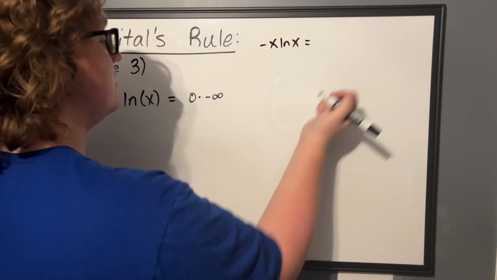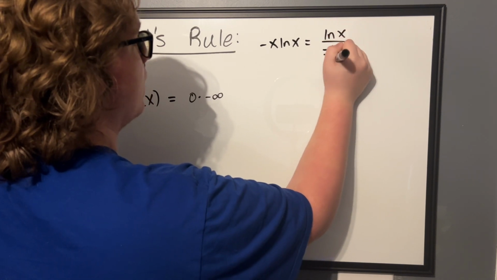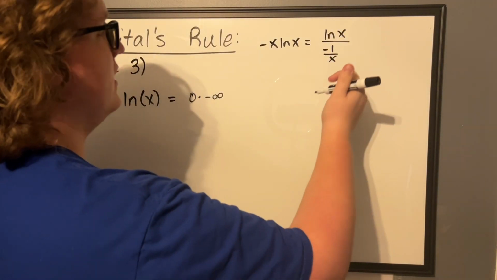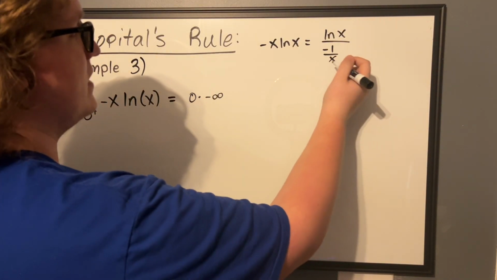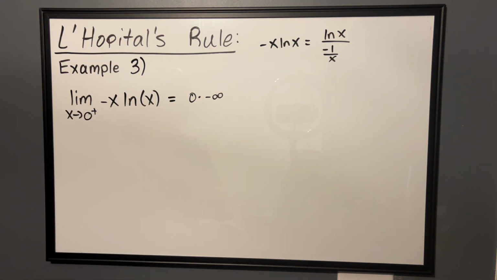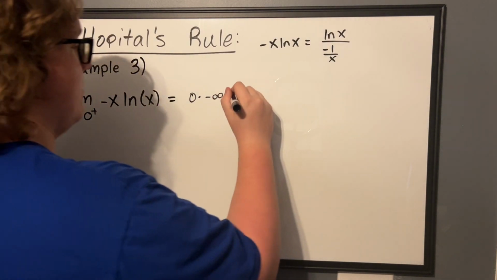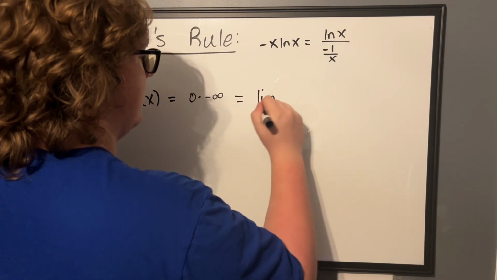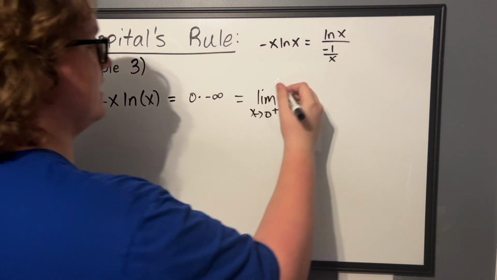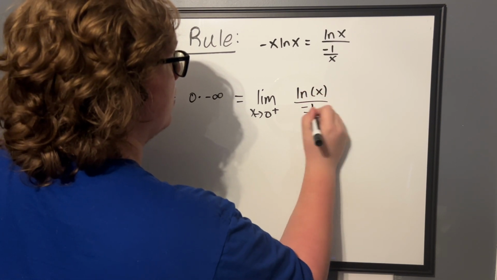So the first thing that I want to point out to you is that negative x ln x is actually equal to ln x divided by negative 1 over x. Because if we're dividing by a fraction, remember we flip and multiply. So we would flip this fraction, which means that x would go into the numerator and we would have the negative x. So we'll have a negative x ln x. They're equal. So if we do that, we can rewrite this limit as the limit as x goes to 0 from the positive direction, and we're going to write it exactly like this. So we have ln of x over negative 1 over x.